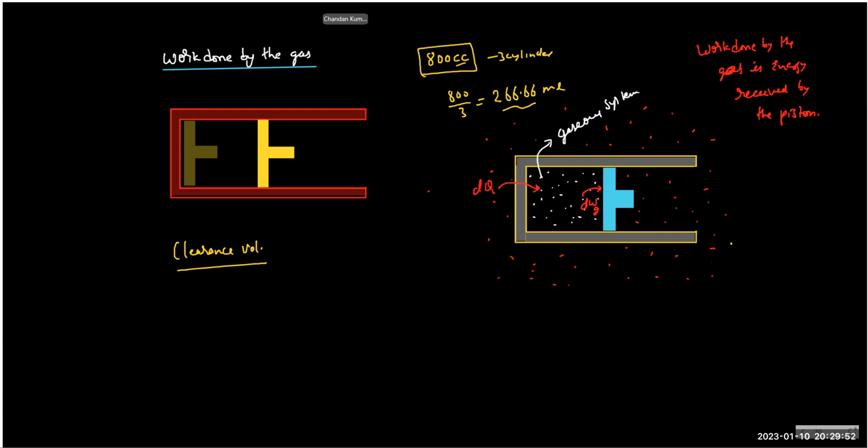Either the energy required to compress the atmosphere or the energy required to compress the spring has come from the work done by the what? Gas. So that is what you are supposed to remember. The work done by the gas is, of course, the amount of energy transferred to the piston.